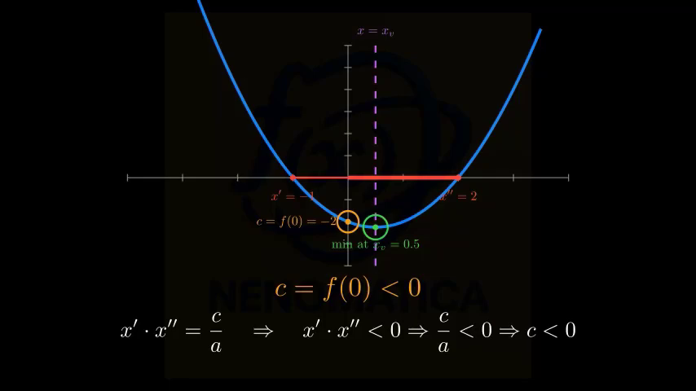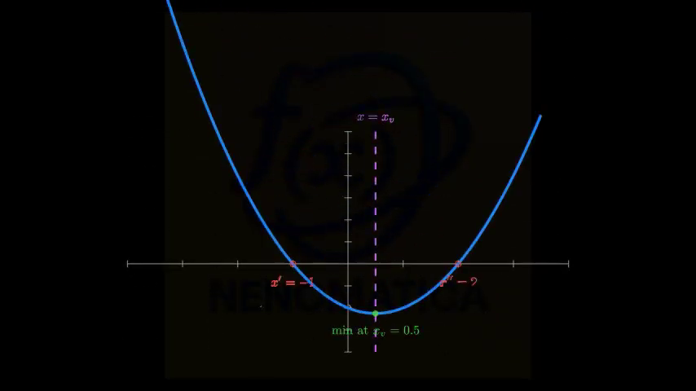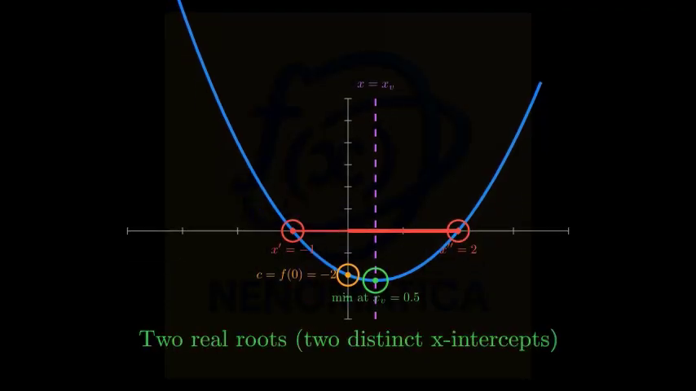Finally, how many real roots does the equation ax squared plus bx plus c equals 0 have? The graph crosses the x-axis at 2 distinct points. Therefore, there are 2 distinct real solutions.